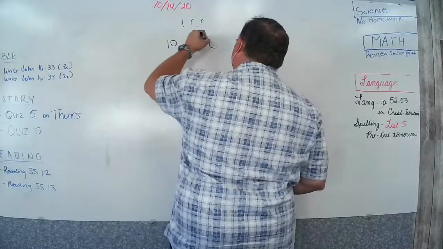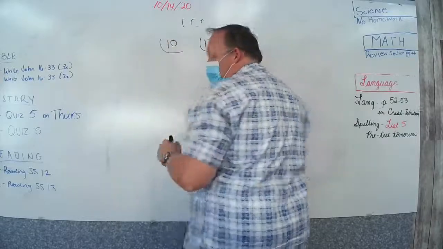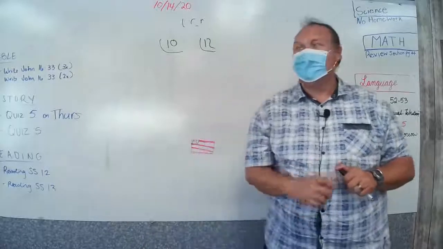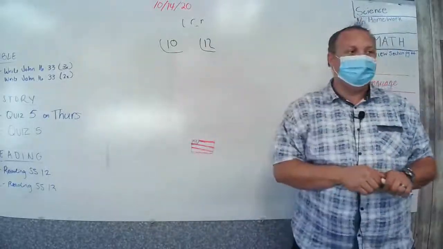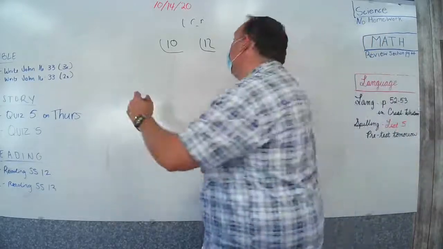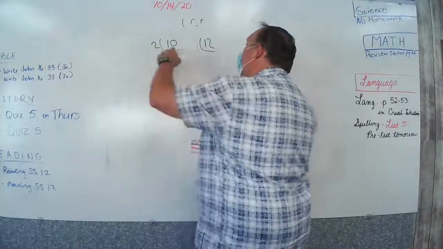10 and 12. Okay? We need to break this down into prime numbers. What's a prime number that goes into 10? Adam? 2. 10 divided by 2 is? 5.